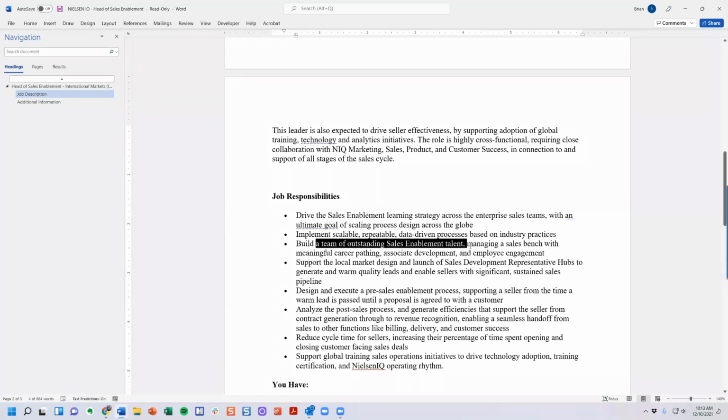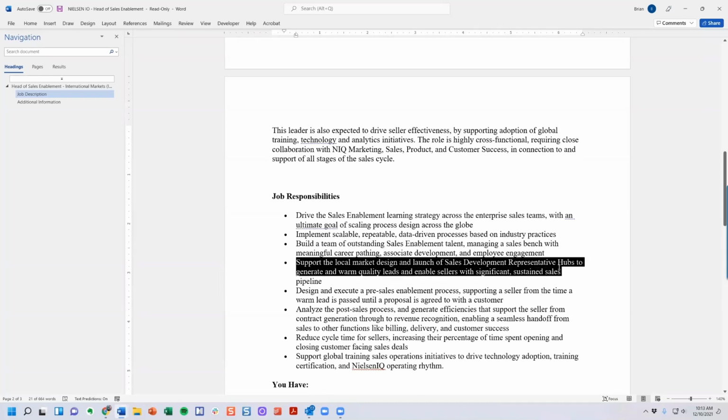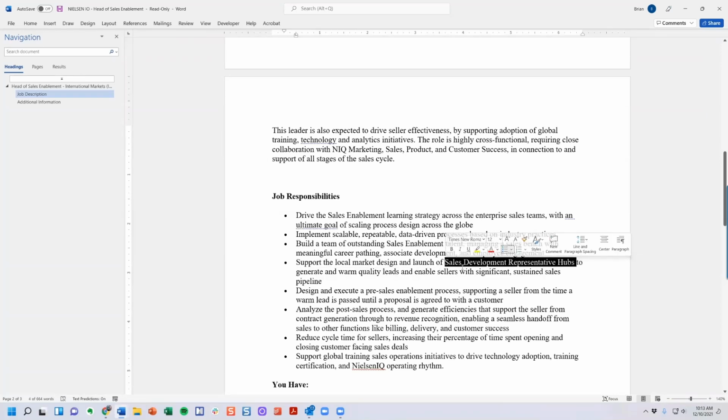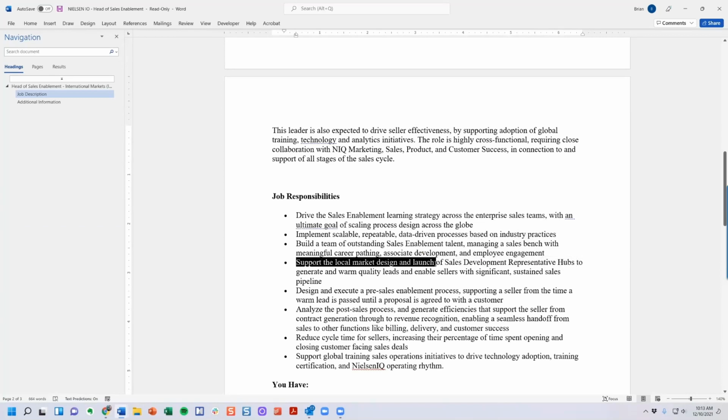Build a team of talent, managing a sales bench with meaningful career pathing, associate development, and employee engagement. So that means you're going to create an enablement team. What are your thoughts on the operating model and staffing of that? Support local market design with the launch of SDR hubs to generate warm quality leads. Okay, interesting. They might have SDRs. Looks like they're going to bring SDRs into specific centers and you would have to train them up. But this is supporting the design and launch of that. So it's probably a lot of training.